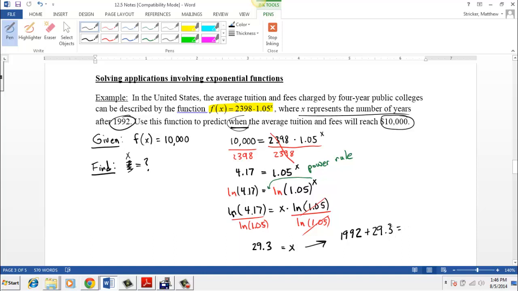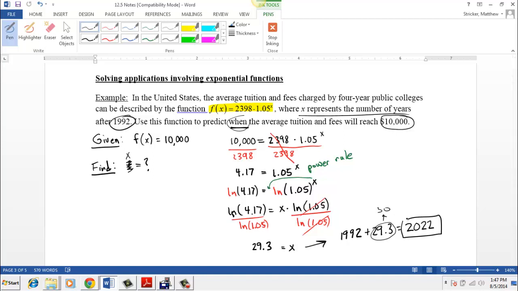Well, one of the things we want to do here is think of this, since it's more than 29 years, it's going to be into the next year, so we could think of this more as like 30 years. And if we add 30 to 1992, this puts us in the year 2022. You could say 2021, but let's go ahead and say 2022 is what year it'll take for tuition to reach $10,000.